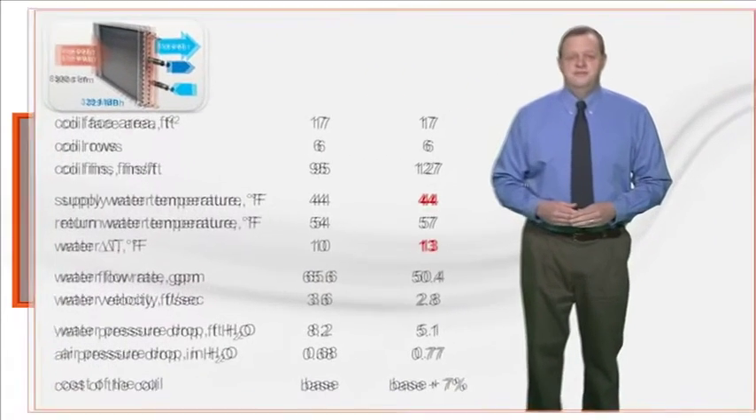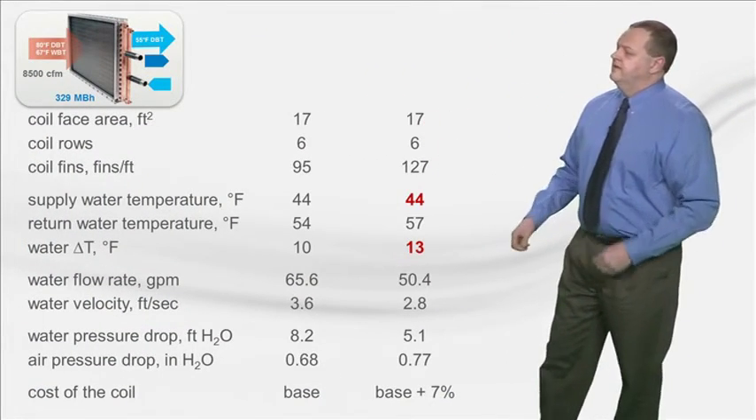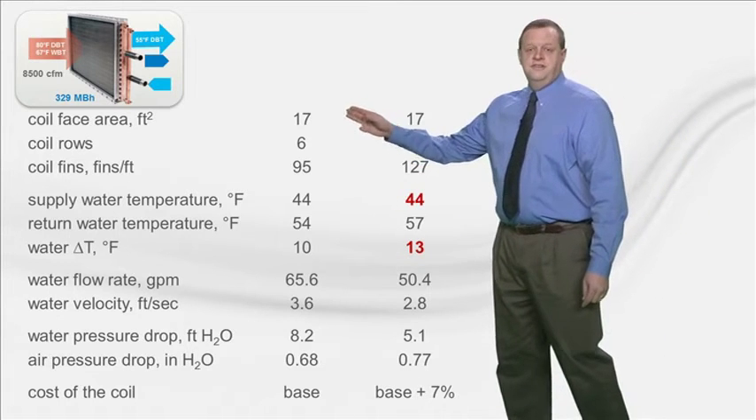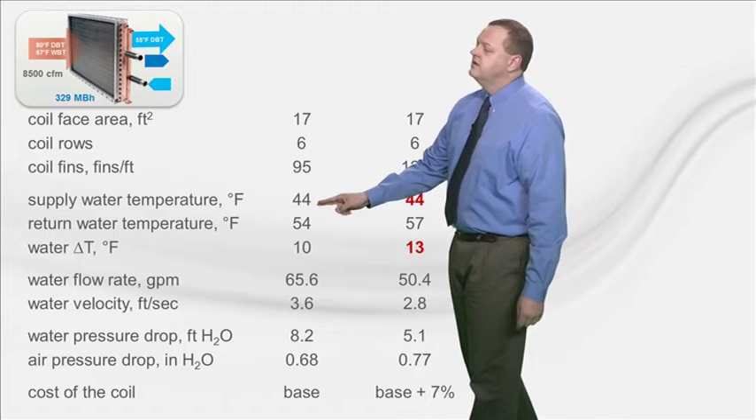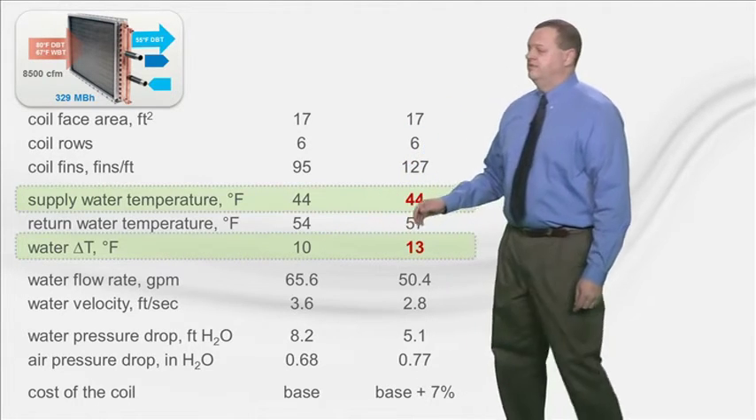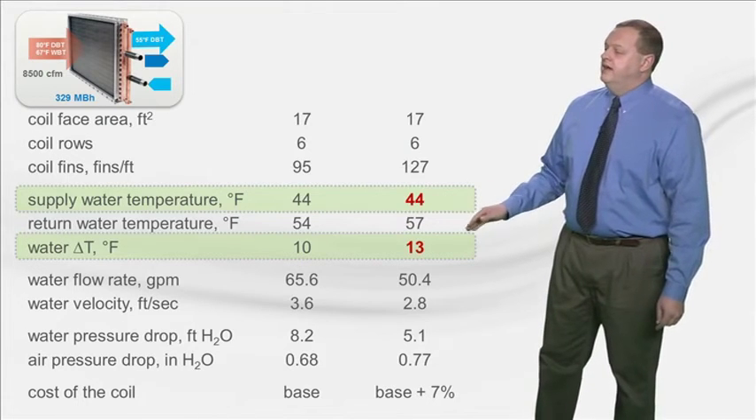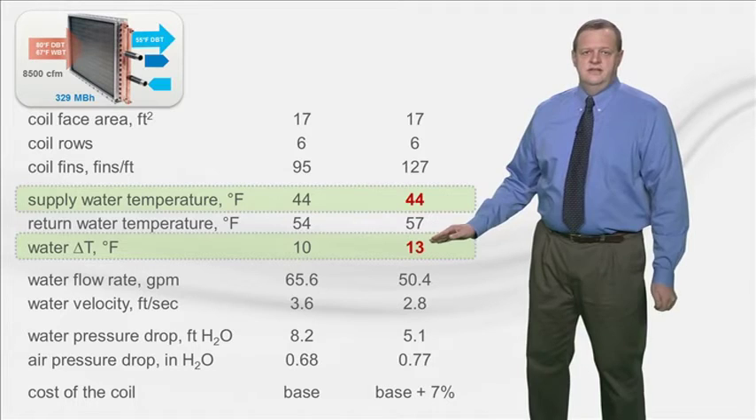We'll stay with the traditional 500 feet per minute size 17 unit for this example. The left-hand column is from the first example. It shows the coil selected for 44-degree water and a 10-degree delta T. This next column shows the same size coil, now selected for 44-degree water and a 13-degree delta T.